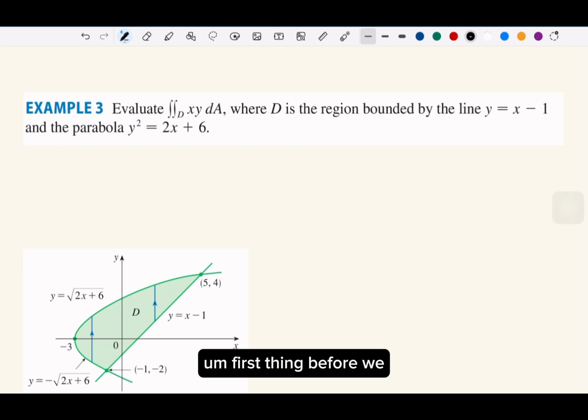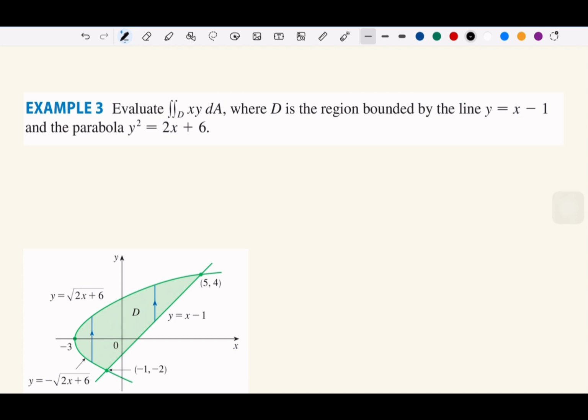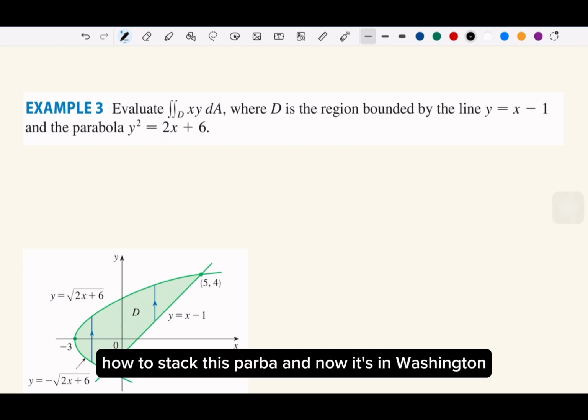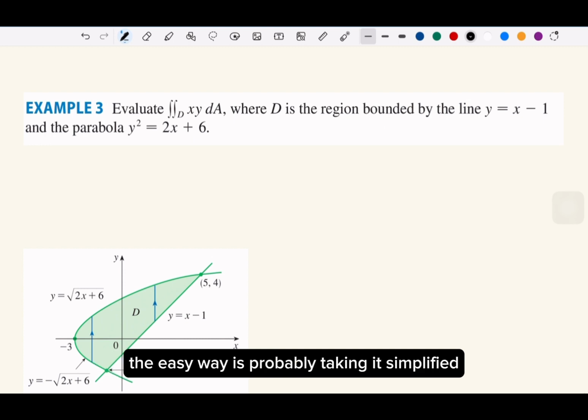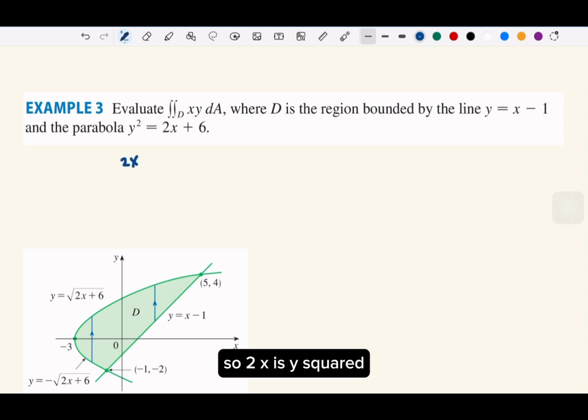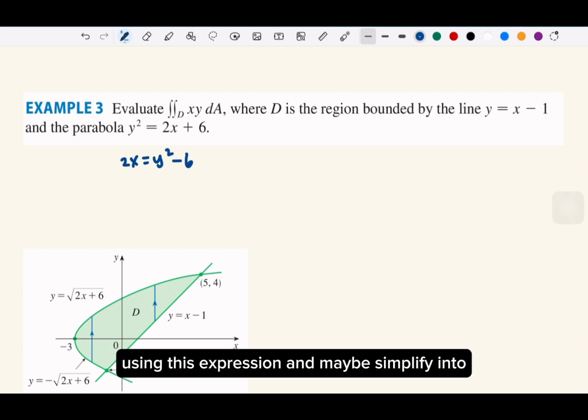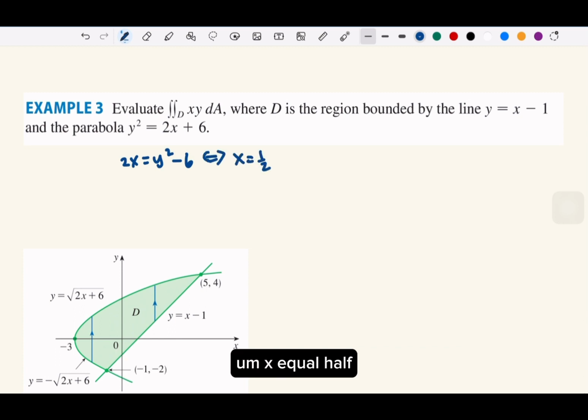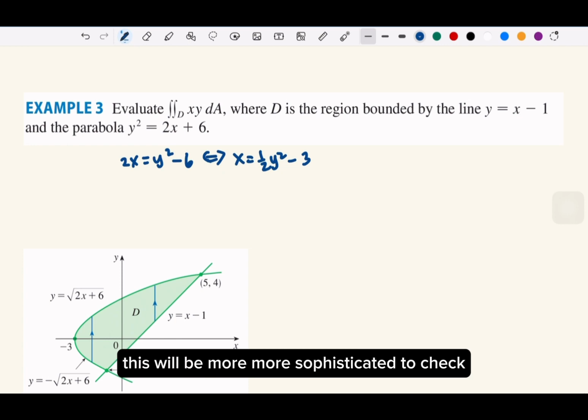Of course, within this parabola, first thing before we try to identify and compute the integration, you need to be able to sketch first. You need to be able to sketch this parabola, and now it's in y squared. The easy way is probably taking it simplified. So 2x is y squared minus 6. I think using this expression and maybe simplify into x equal half y squared minus 3. This will be more sophisticated to check.